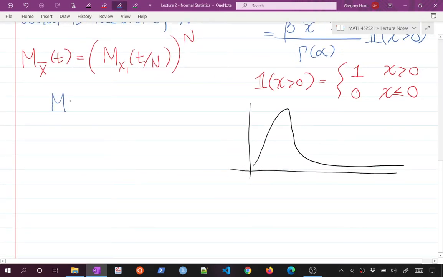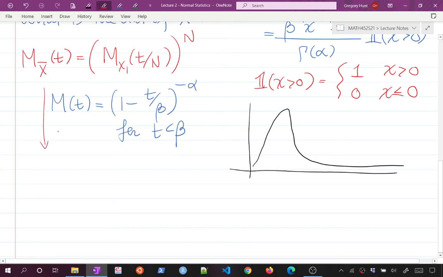The MGF of a gamma has the following form. It's 1 minus t over beta to the negative alpha, as long as t is less than beta. So that's the MGF, generically, of a gamma random variable. And so we can plug that into our formula, and we have 1 minus t over beta to the negative alpha. We should be careful, though, because instead of plugging in t, we're really plugging in t over n. So it should be t over n beta, or t over n over beta. And then this whole thing gets raised to the nth power.